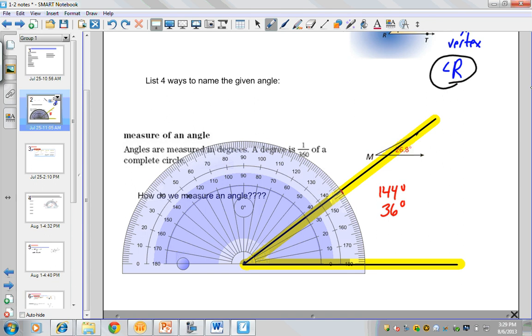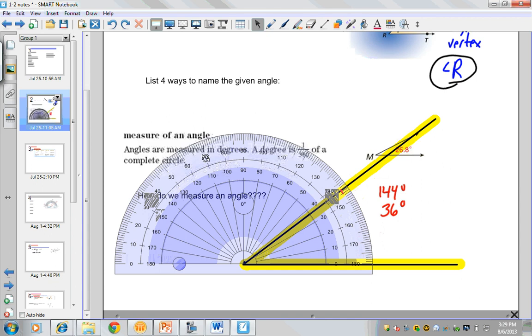Well, this is where your knowledge of angles needs to come into play. And if you would notice, let me make that big. Let's see if I can move this.